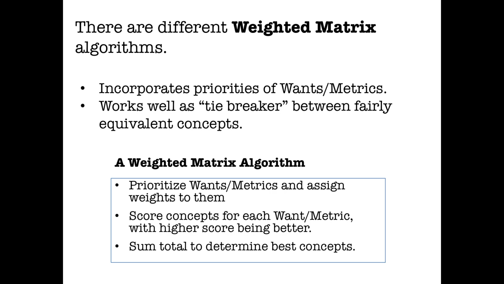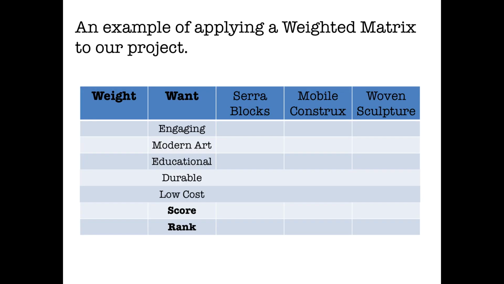The way that a weighted matrix works is that you prioritize your wants and metrics first and assign weights to them, right? So if it's really, really important that this looks like modern art and it's less important that it's low cost, you would assign a higher weight to the modern art metric than the cost metric. You're going to score components for each want or metric, with the higher score being better, and then you're going to multiply and sum the total. So let's see how this works.